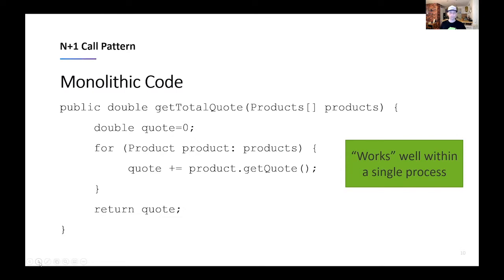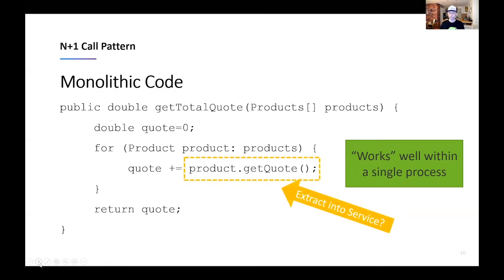That may look like this: a function get total quote with a for loop where they're looping over a list of products and then, let's say, calculating the sum of the quotes. Works really well in a single process, but a lot of organizations are now trying to figure out how to decompose their monolith and put them into services. So one of the things could be, how can we get the product here into a service?